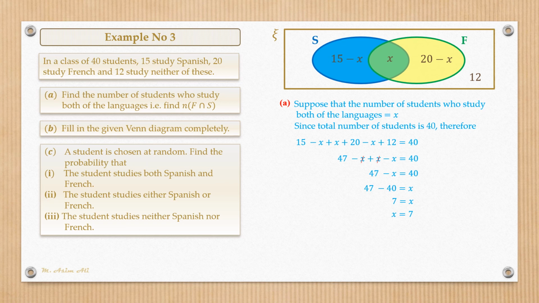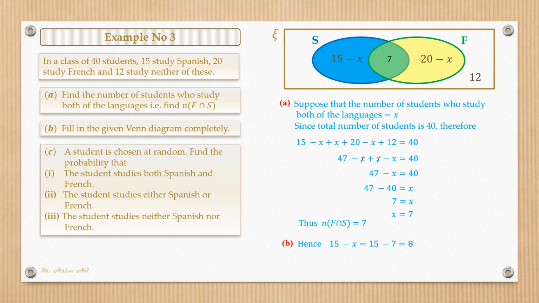So first of all, we will replace X by 7 because we have found its value, that the total number of students in the common part, or the students studying both of the languages, is 7. So we will replace X by 7, and then the students who study only Spanish is 15 minus X. If we put the value of X there in 15 minus X, it will be 15 minus 7 equal to 8. So the students who study Spanish only are 8.